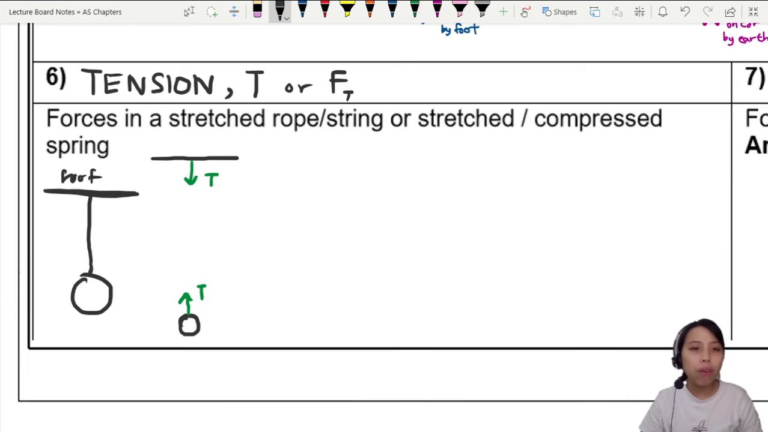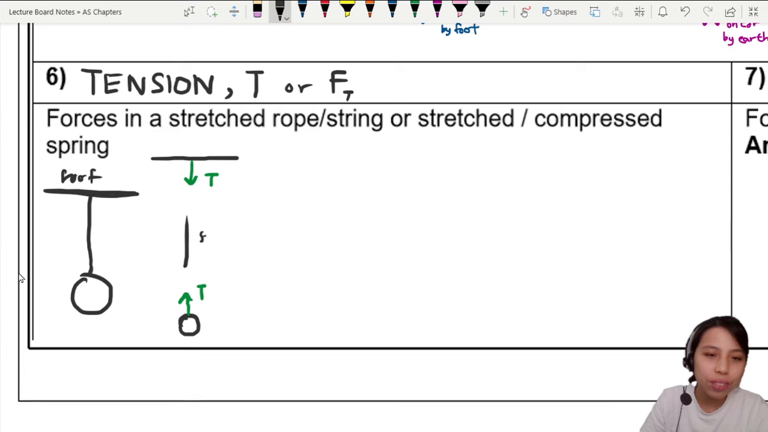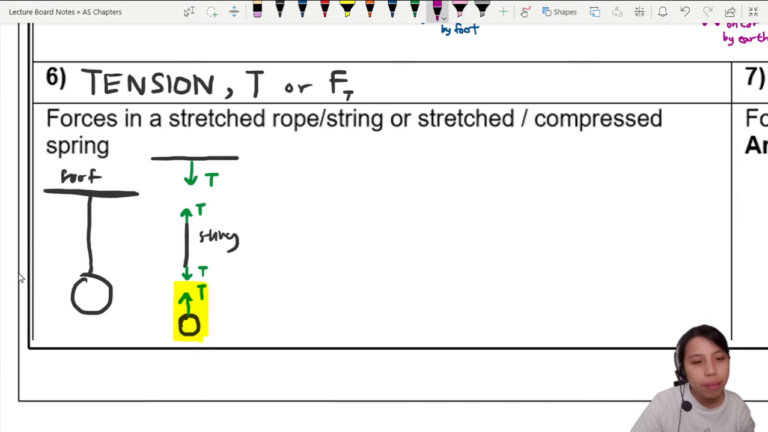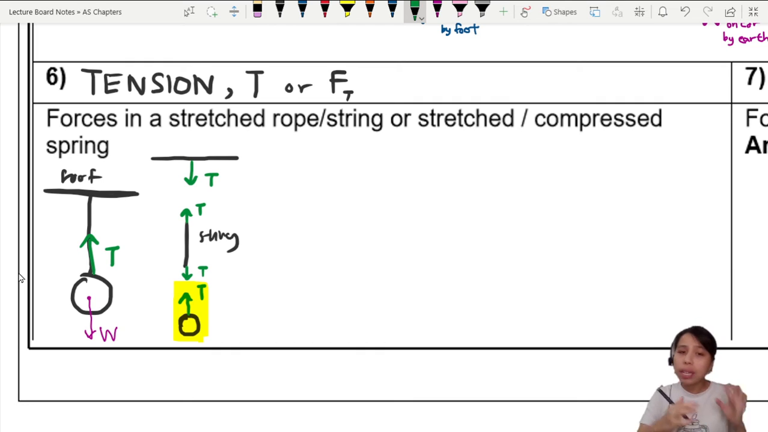But then if you want to draw the forces on the string itself, then you need to draw this string and say, somebody's pulling me up, somebody is also pulling me down. So many T's you can draw. But most of the time, we will only draw tension force on the object of interest. So you want to look at what forces are acting on the object. In future classes, I'll be drawing weight on the object and also tension force on the object. But know that tension is actually distributed along the entire string.